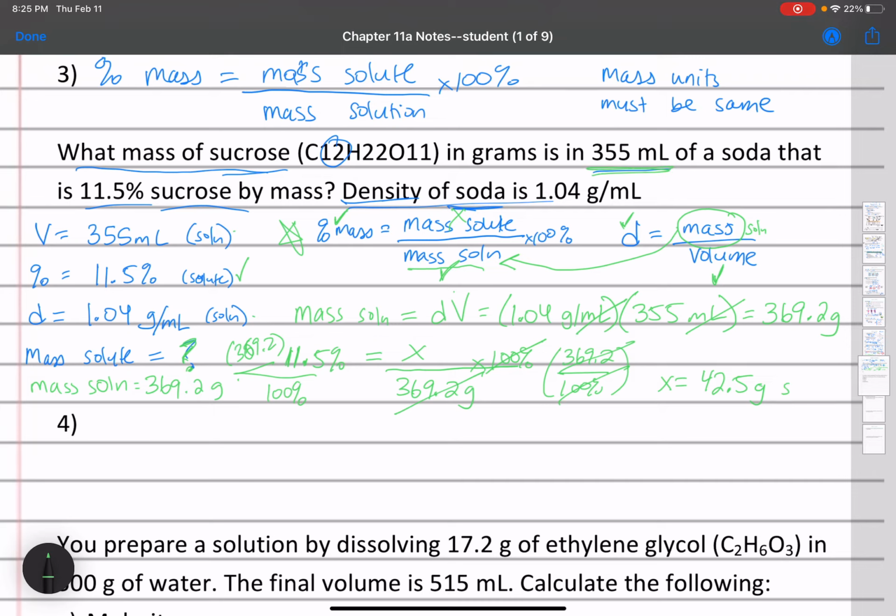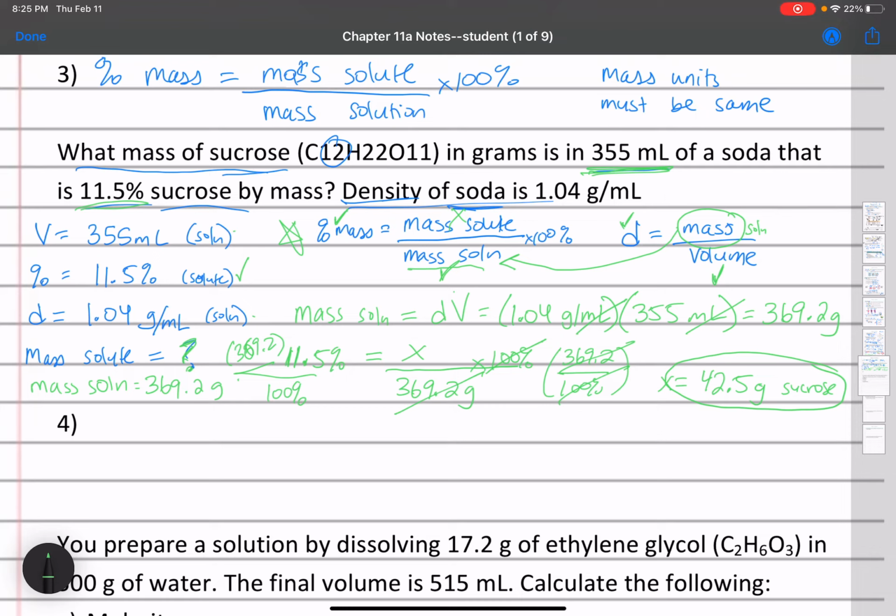And I'll even say 42.5 grams of sucrose is how many grams of sucrose are in a 355 milliliter can or bottle of soda that is 11.5% sucrose by mass.